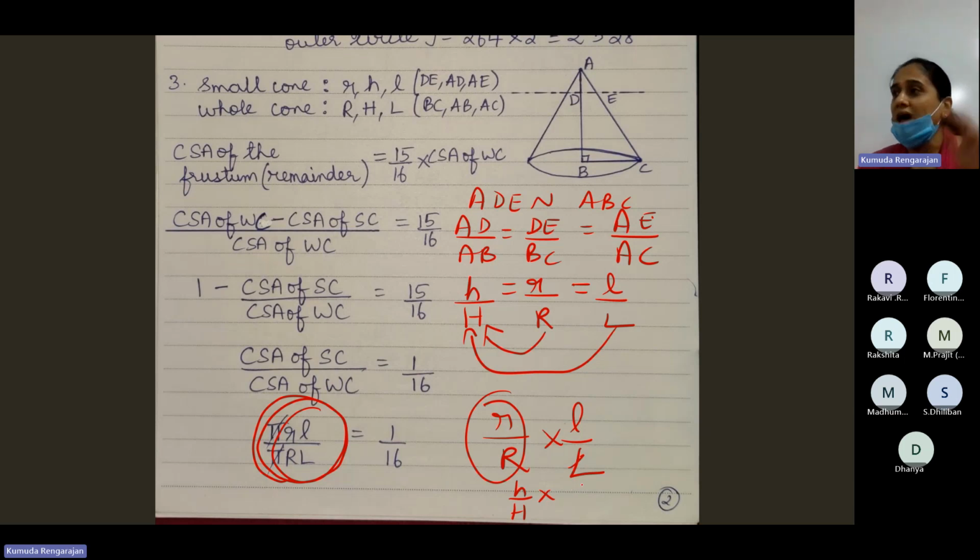And now we don't want r by R or l by L because we want to compare the altitudes, the perpendicular heights of the small cone and the big cone. No, small cone and the frustum, right? We need to compare the heights of the small cone and the frustum. We have to find the ratio of the line segments into which the cone's altitude is cut by the plane.